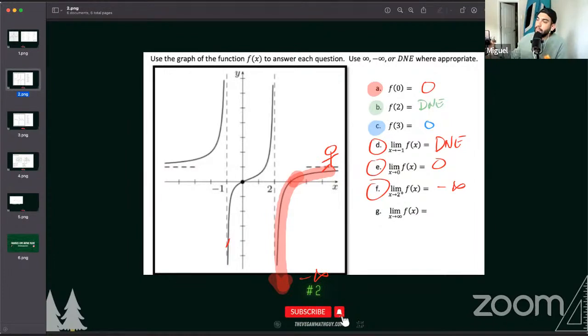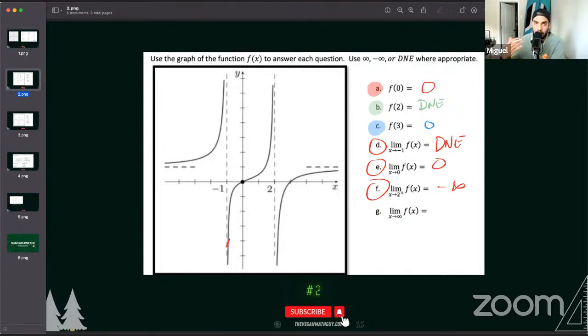Okay, let's go ahead and try part G. Ooh, this is interesting, or it's different. We have not done this. What happens as x approaches infinity? So whenever you see this type of limit, what happens as x approaches infinity? There's many ways of visualizing this. They're really asking for what is a horizontal asymptote.